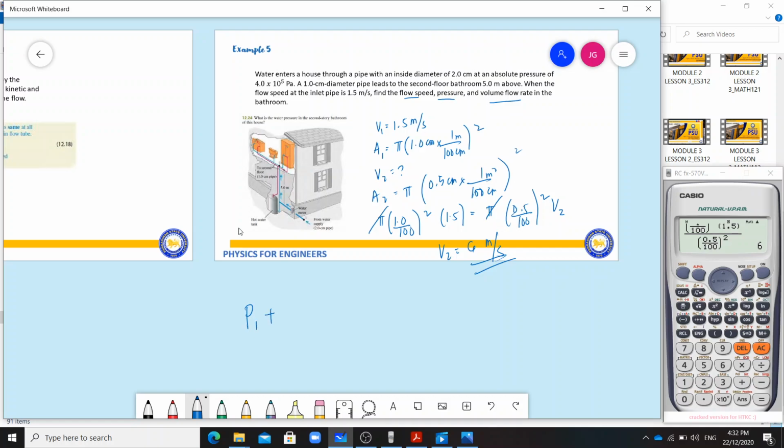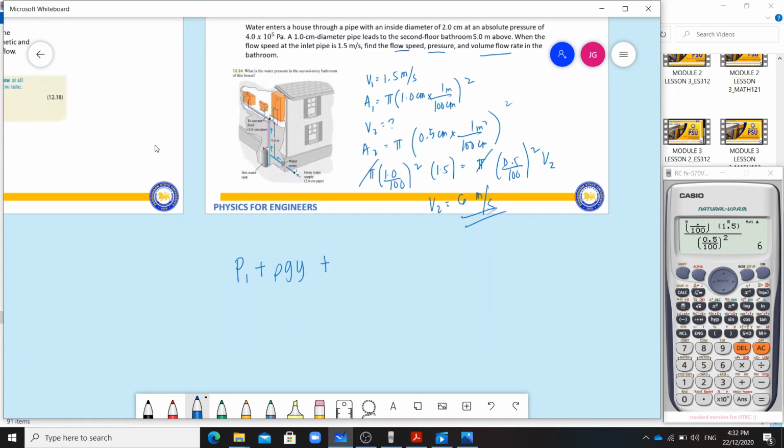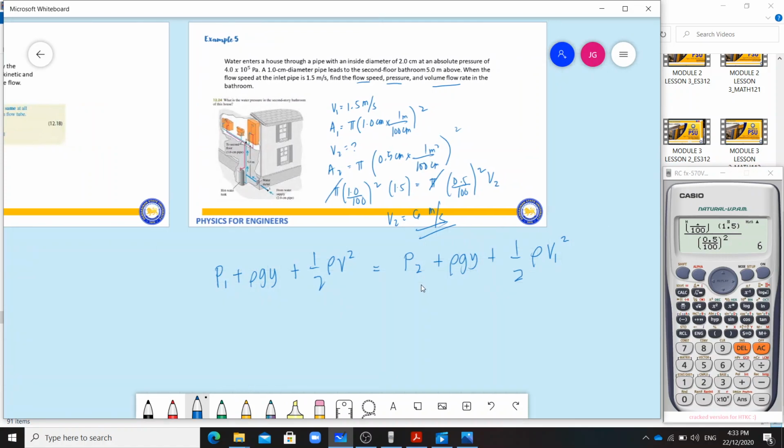P1 plus rho gy1 plus 1/2 rho v1 squared is equals to P2 plus rho gy2 plus 1/2 rho v2 squared. Okay. So, ang hinahanap dito is yung P2.